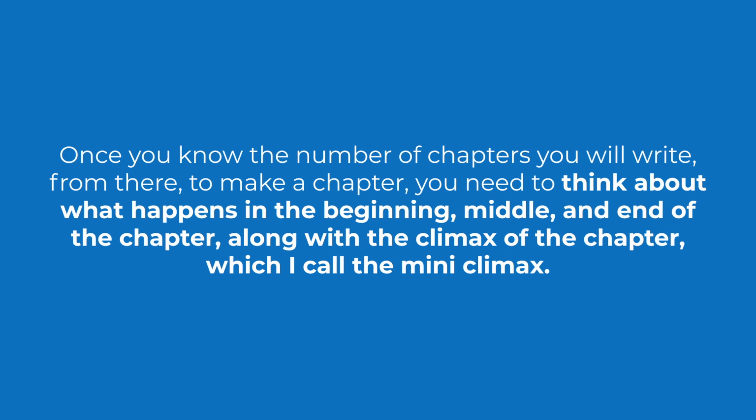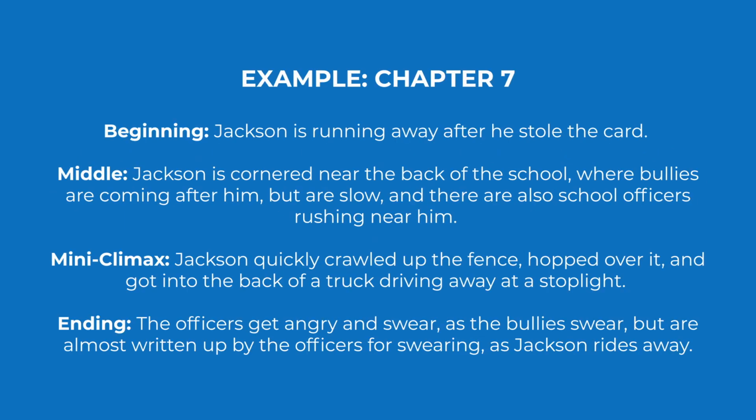And to do it, you need to think about what happens in the beginning, middle, and end of it, along with the climax of the chapter, which I call the mini climax. This is one chapter where I made it begin with Jackson running after he stole the card. In the middle, Jackson is cornered near the back of the school, where bullies are coming after him but are slow, and there are also school officers rushing near him.